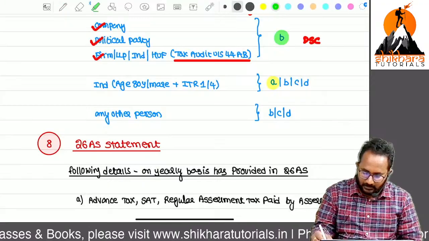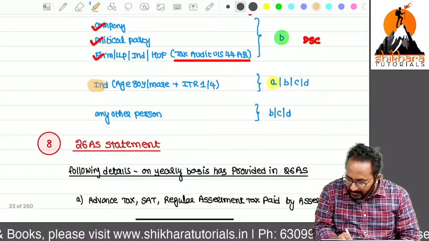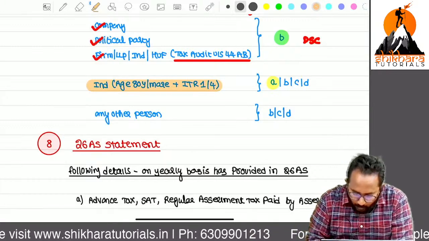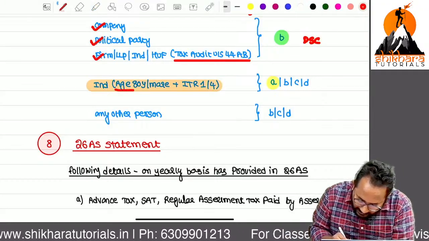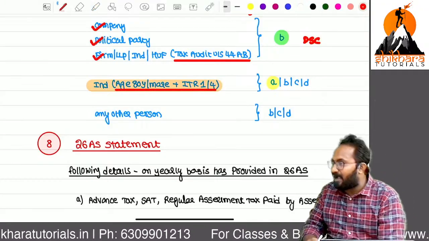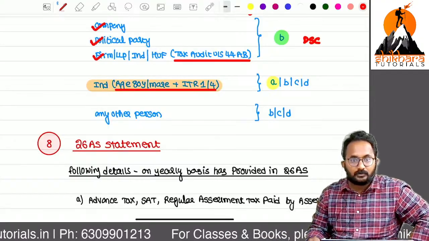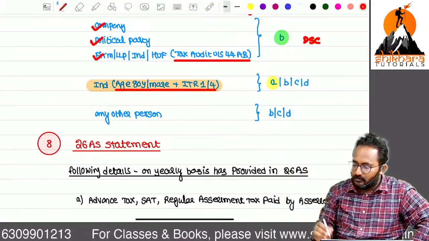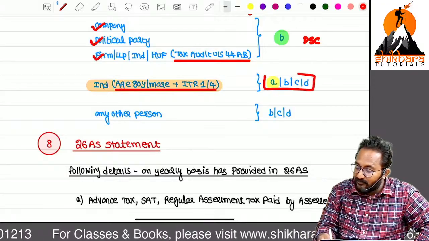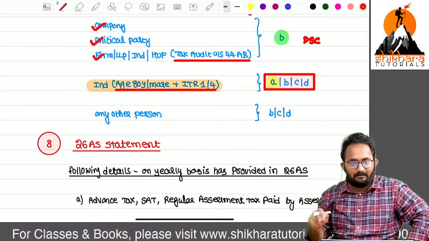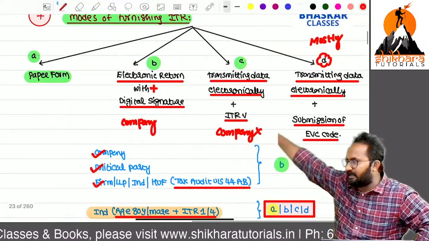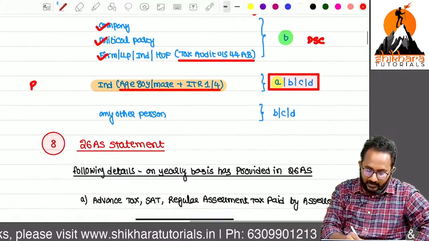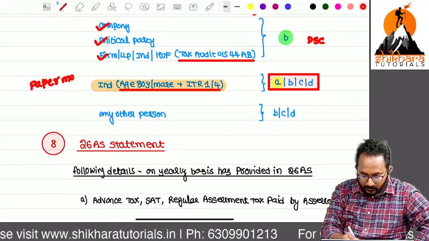Now, an individual aged 80 years or more, and they are going to file the return using Sugam form as well as Sahaj form, ITR 1, ITR 4. So they have the liberty to file with any mode, including paper. A, B, C, D, all modes they can opt, including paper. That means paper mode is exclusively provided for these people only, not for others.